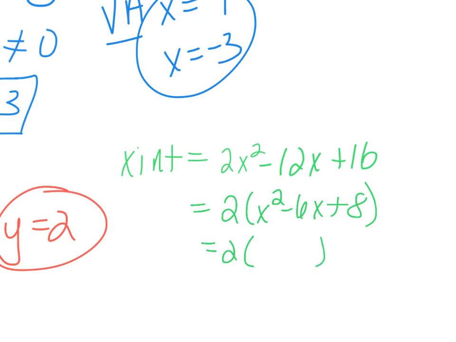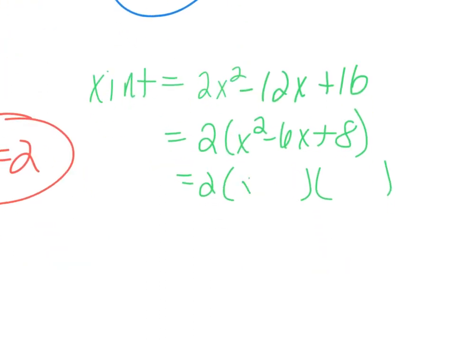Good. We got some different numbers here. What times what gives me a positive 8 when I multiply, but a negative 6 when I add? It's either 8 and 1 or 4 and 2. 4 and 2, there we go. What kind of 4, what kind of 2? Negative. So set each piece equal to 0. Will 2 ever be 0? No, so that doesn't matter.